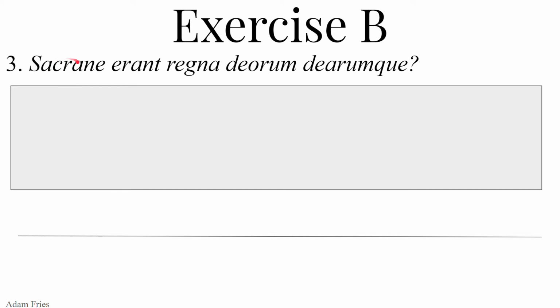Sacra, from sacer, sacra, sacrum, holy, sacred. Could be several things. It could be nominative, singular, feminine. It could be nominative or accusative, plural, neuter. There's no macron over the a here, so I'm going to disregard the ablative. Erant, third plural, imperfect, form of sum, so it's irregular. Remember, the imperfect of sum is eram, eras, erat, eramus, eratis, erant. So past tense, they were. Something were sacred. Were something sacred?